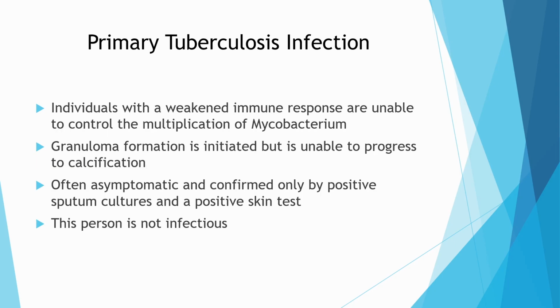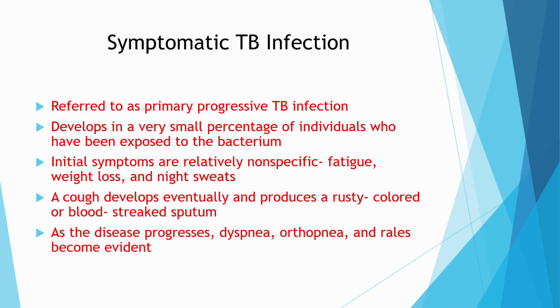So, primary tuberculosis infection. Individuals with a weakened immune response are unable to control the multiplication of mycobacterium. The granuloma formation is initiated but is unable to progress to calcification. This patient is often asymptomatic, and it is confirmed only by positive sputum cultures and a positive skin test. And again, this person is not infectious.